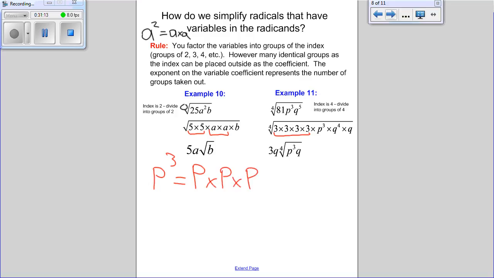Okay, Q. How many groups of 4 can I make out of Q if there's 5 of them? One group of 4 and 1 on the outside, right? They wrote it just like that. Q to the power of 4, that means there's 4 Q's, and they left the Q on the outside.